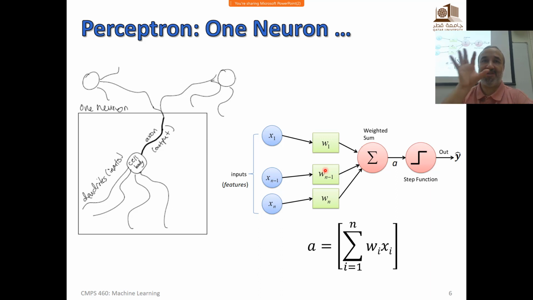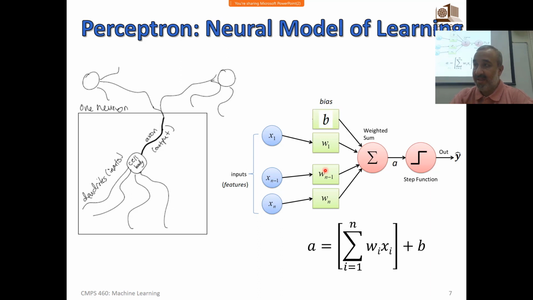Now you understand the main idea, the motivation. Then you understand how we put it in the context of classification. Now, in reality, the perceptron has one additional thing, which is called bias. The bias is one value which is added to the weighted sum. Now, the activation value is not just the weighted sum. It is the weighted sum plus the bias.